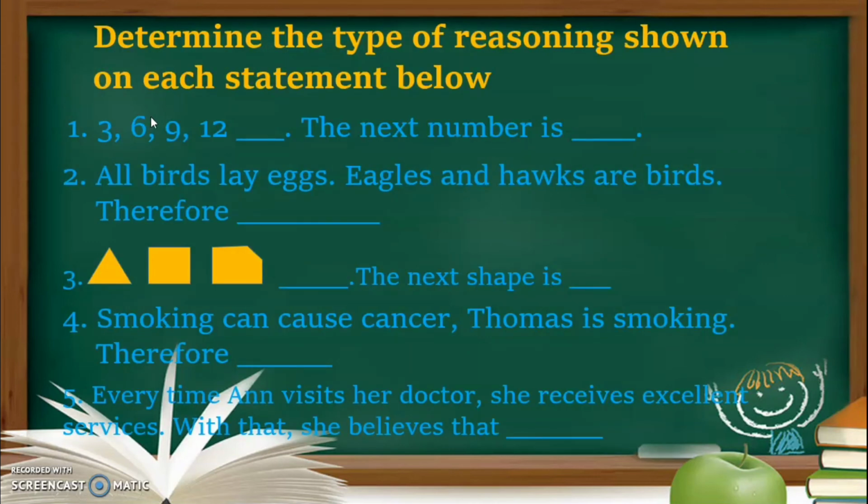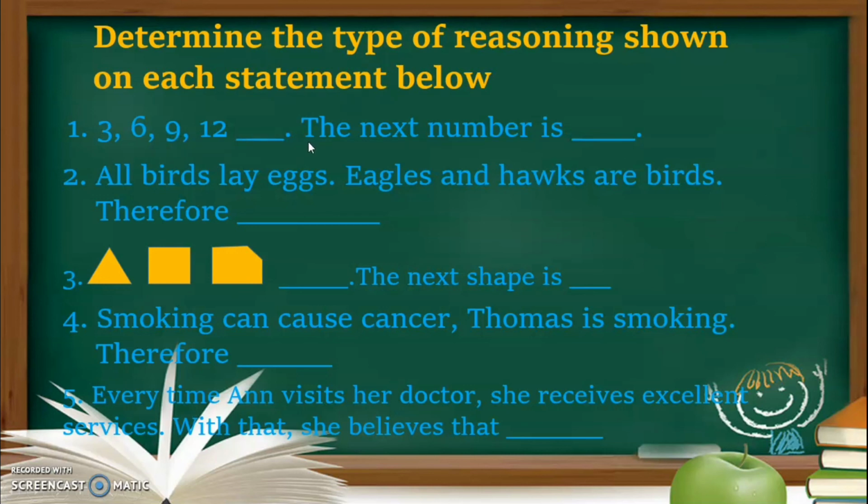So, dito na tayo sa ating exercises to check kung may natutunan kayo o wala. So, determine the types of reasoning shown on each statement below. So, number 1, i-pause muna itong video na to, then answeran ninyo. Kumuha kayo ng papel at ballpen. Answeran ninyo from 1 to 5. Then, i-pause, i-play mo yung video, then, sabay-sabay natin answeran yung exercises natin. Number 1, 3, 6, 9, 12.